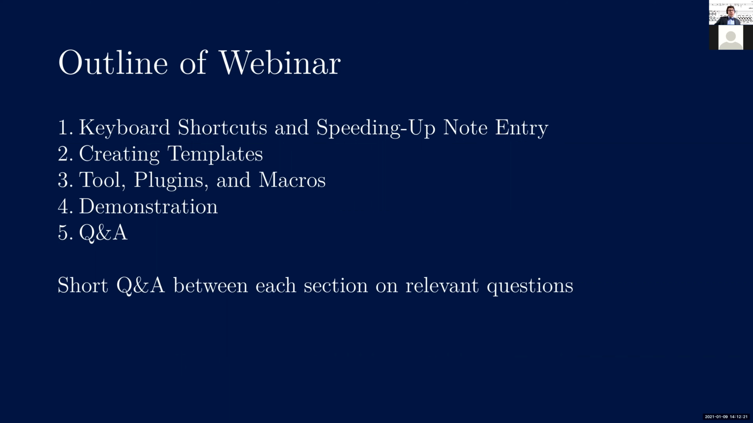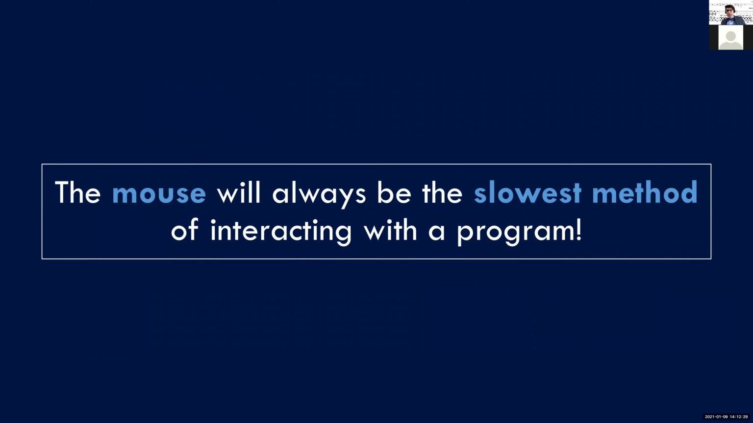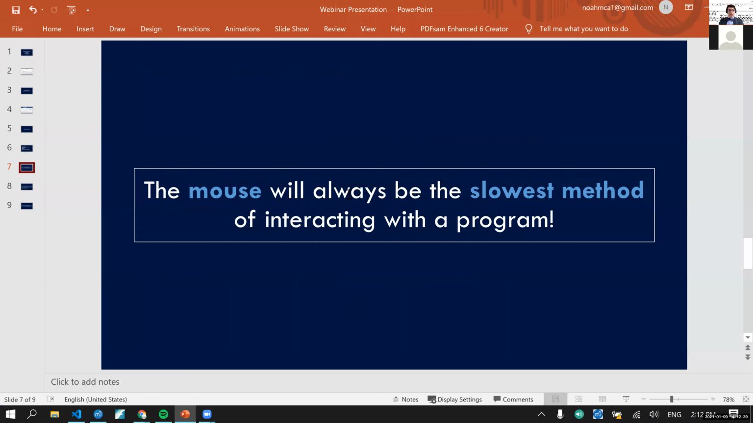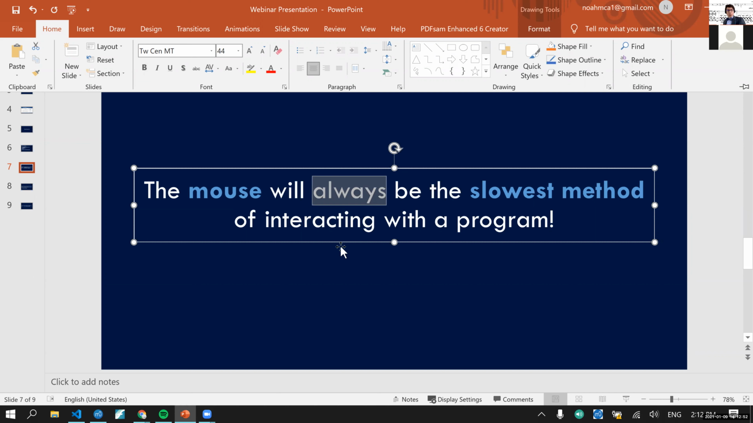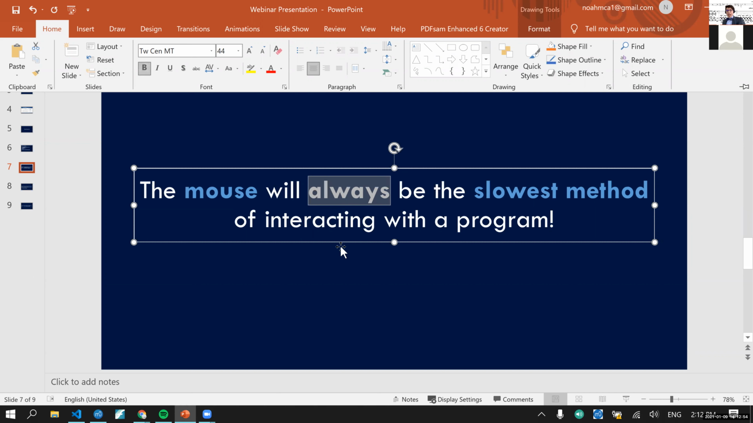So for each section, I have a takeaway that I want you to think about while we're going through it. My takeaway for the first section is the mouse will always be the slowest method of interacting with a program. This is not just MuseScore. Let's say, for example, in PowerPoint that we wanted to make something bold. We could highlight it and then go to Home and then click Bold. Or, as I'm sure many of you are aware, we can just do Control B, or if you're on a Mac, Command B, and that will make it bold.